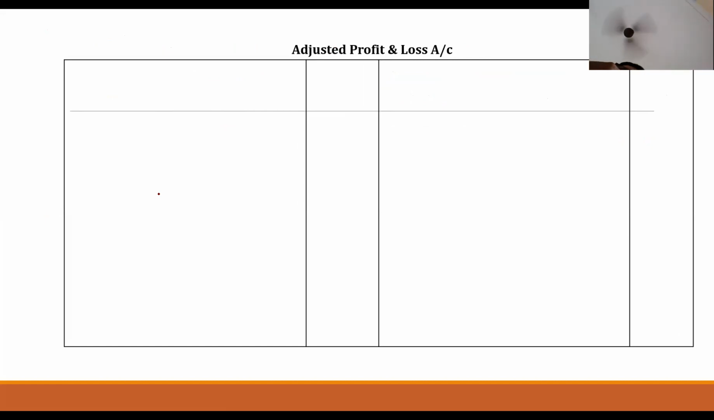After that, come to these small accounts. From plant and machinery and land and building, you have to take the depreciation. From provision for tax, you have to take the balancing figure. And yes, do the problem. Do this adjusted P&L account. I'll give you time.